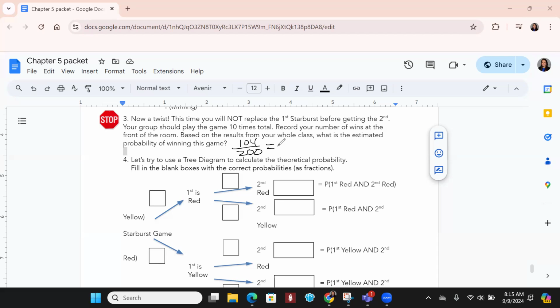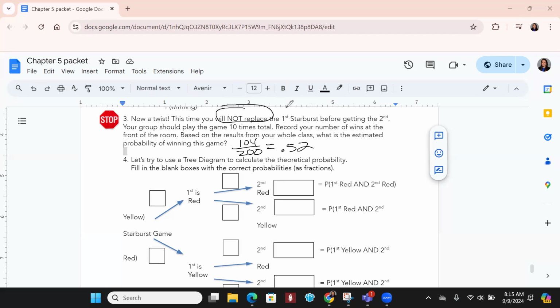Like me, because I did it on my iPhone, so there's no telling. Yeah, okay. So out of the 200 games, we got 104 wins. If we take 104 and divide it by 200, that's 0.52. That's the estimated probability of winning this game. Now, I do want to point out something.